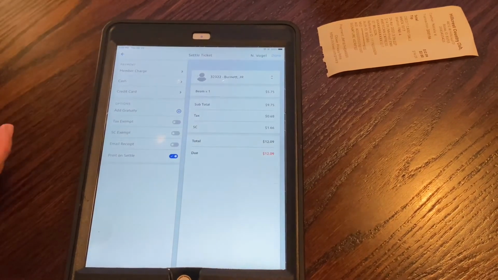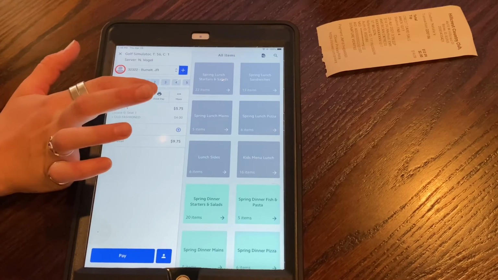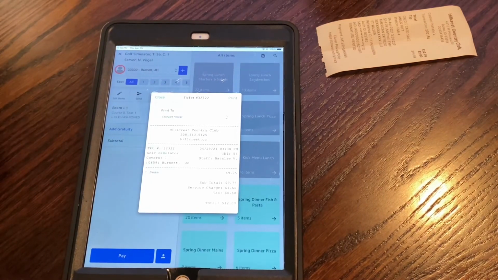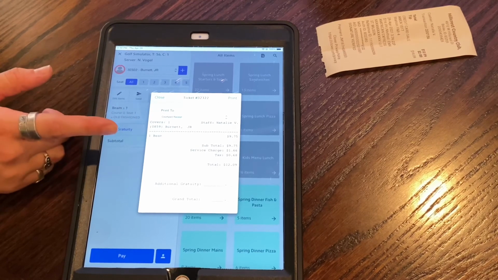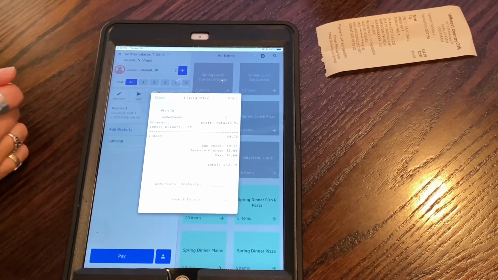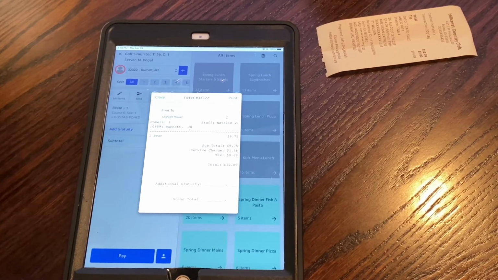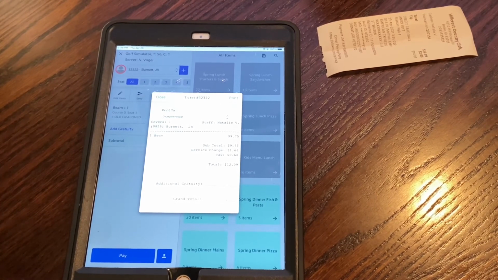Another way to ensure that you get the correct total is just to hit print pay and to print off a ticket. When you print off a ticket, it is going to account for both the subtotal, the service charge, and the tax, and you will also have the right total. This is very important because we want to make sure we're charging our members the correct amount and the club is getting the right amount of money for what they were served.